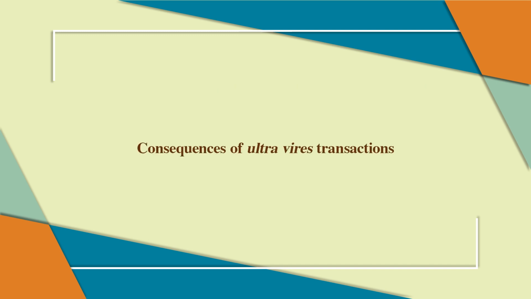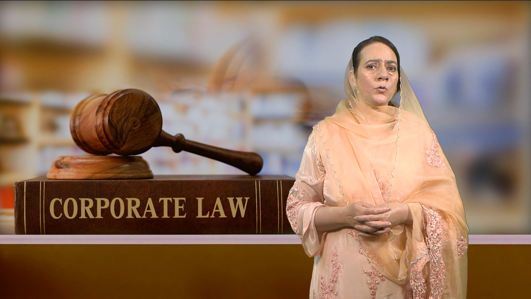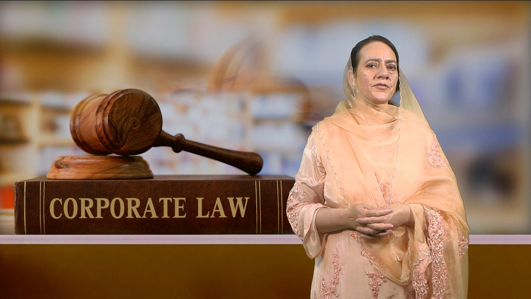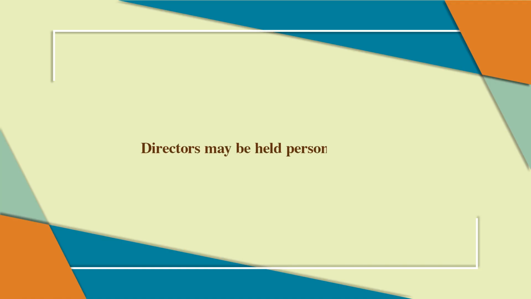Dear students, we now come to the consequences of an ultra vires transaction. The consequences which may follow as a result of an ultra vires transaction undertaken by the company are: number one, injunction. The members of the company can apply to the court and get an injunction to restrain the company from going ahead with a transaction which is ultra vires the company. Number two, the directors may be held personally liable.